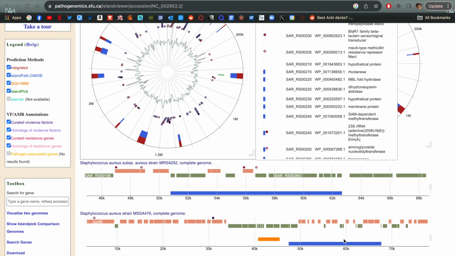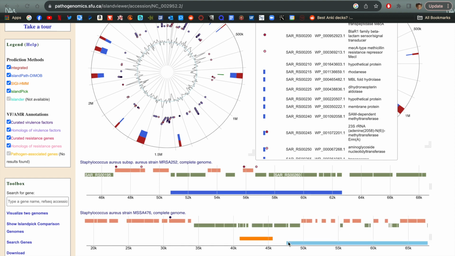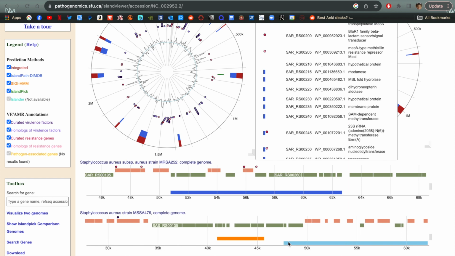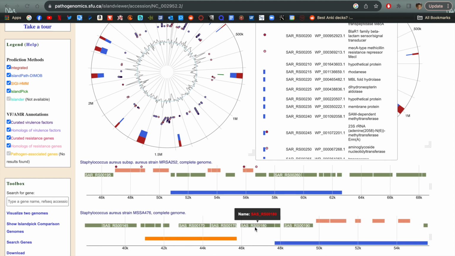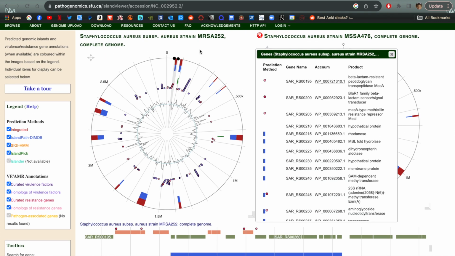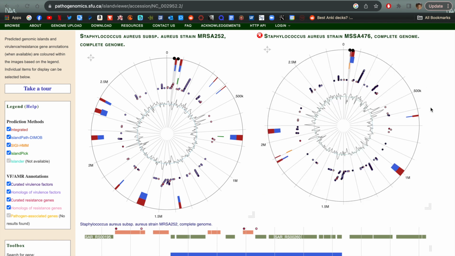If we go back over here and we zoom in a little bit, we can see that that gene is missing. So that's probably something that contributes to MRSA being MRSA. And you can probably find more along the entire genome. For example, this region here is not located over here, but these are the same regions.